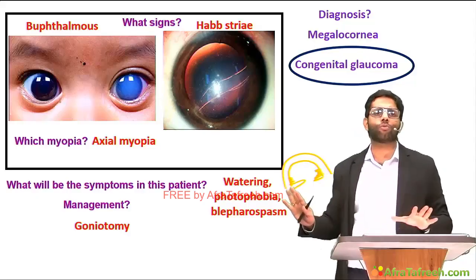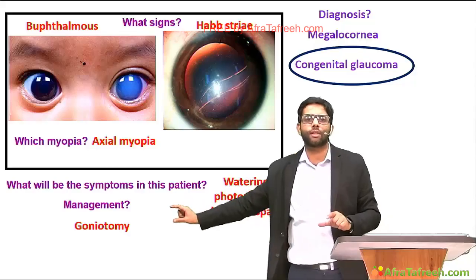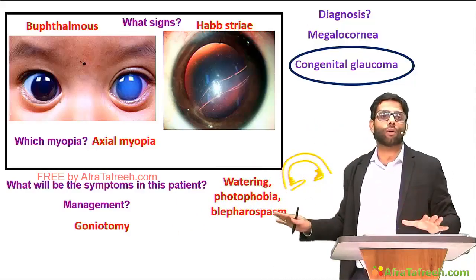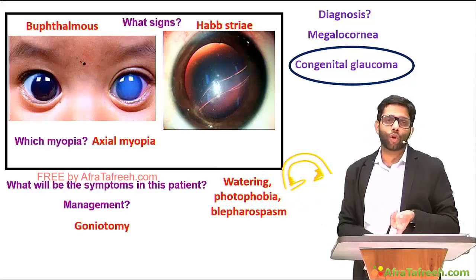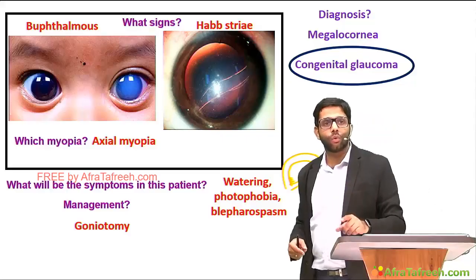Otherwise, medical management does not work in congenital glaucoma. Surgery of choice, goniotomy is the single best answer for general congenital glaucoma. But if it is mentioned congenital glaucoma with corneal opacity, then T and T, trabeculotomy plus trabeculectomy.